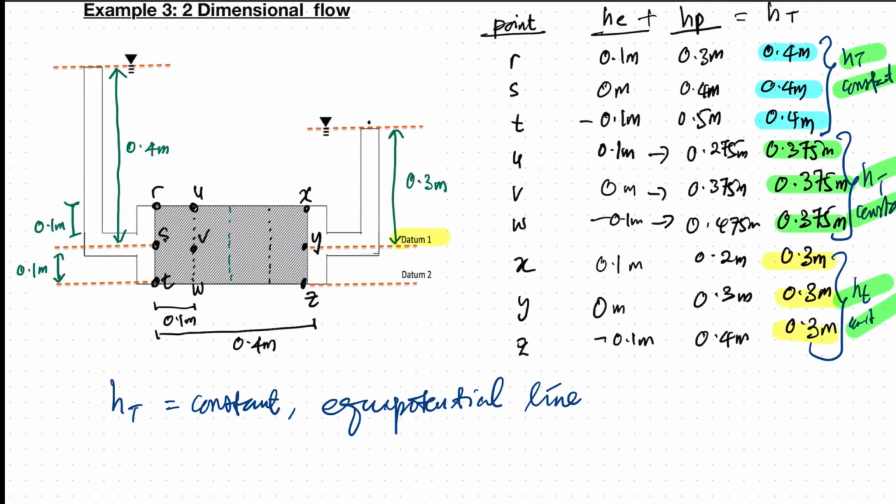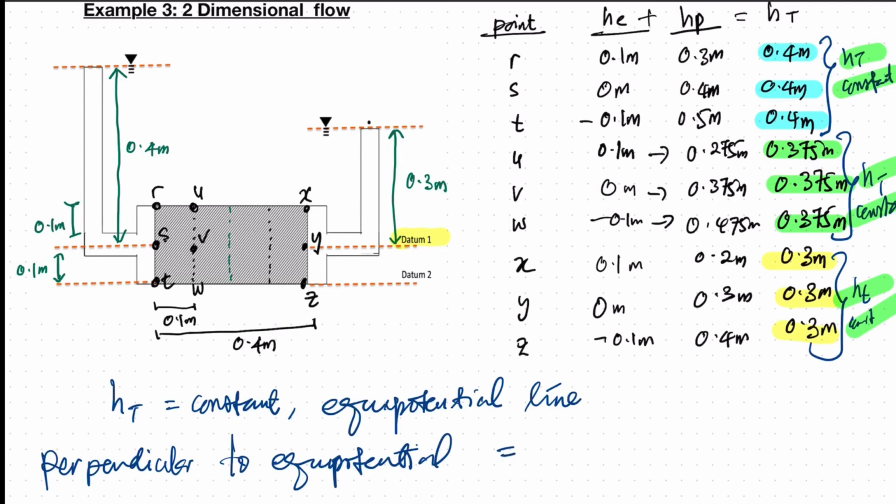And anything that is perpendicular, meaning at 90 degrees to the thing that you are referring to, here you are referring to the equipotential line. So perpendicular to the equipotential line, you call this a flow line. Okay, that settled it.